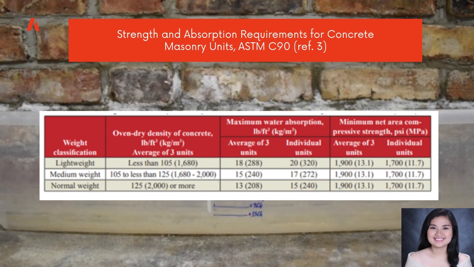Absorption is a measure of the total water required to fill all voids within the net volume of concrete. It is determined from the weight per unit volume difference between saturated and oven-dry units. Aggregates with relatively large pores, such as some lightweight aggregate, have a greater absorption than dense, non-porous aggregates, given the same compaction. As a result, lightweight units are permitted higher absorption values than the medium or normal weight units.